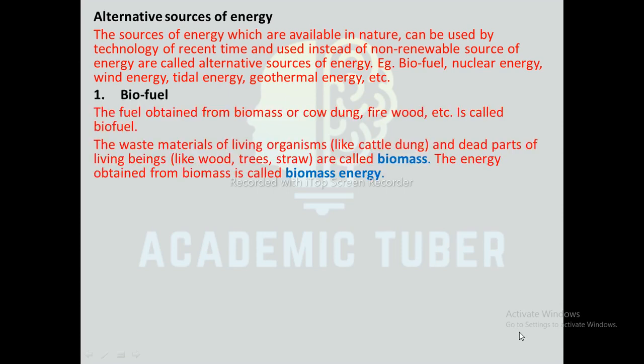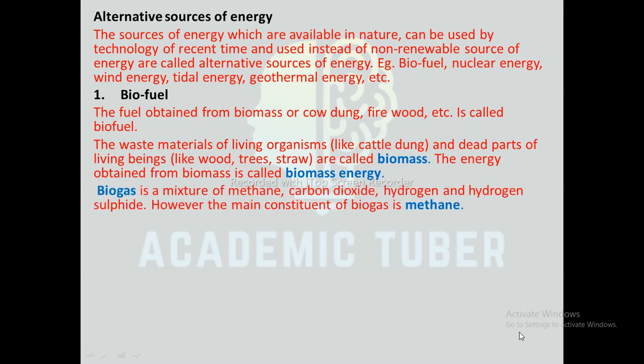Now we are going to discuss one by one about some of the alternative sources of energy. First, biofuel. The fuel obtained from biomass or cow dung, firewood, etc. is called biofuel. The waste material of living organisms like cattle dung and dead parts of living beings like wood, trees, straw are called biomass. The energy obtained from biomass is called biomass energy.